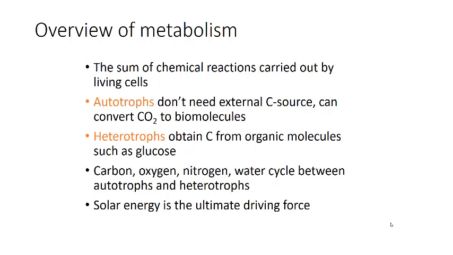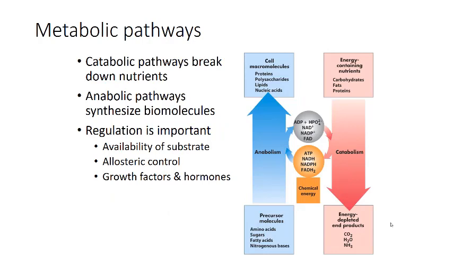If your inclination was heterotroph, since we eat food, you're absolutely correct. Ultimately, the components that make up organic molecules are cycling between both autotrophs and heterotrophs with solar energy as the driving force. There are two different types of metabolic pathways, which are connected by the recycling of cofactors and of chemical energy. Catabolic pathways break down nutrients, while anabolic pathways build you up, as anabolic steroids are the ones that athletes take to make stronger muscles.